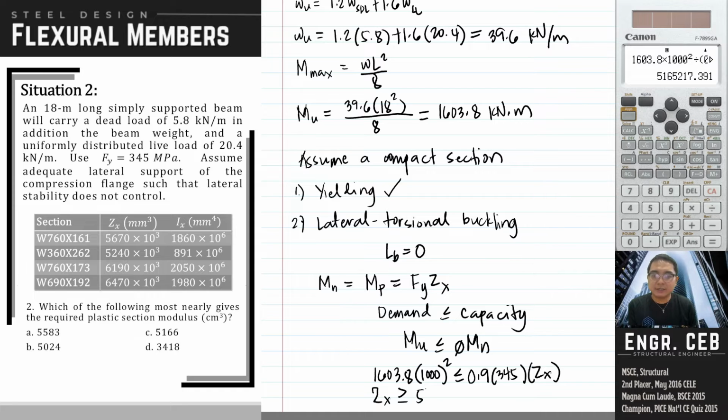And that is 5,165,217.391 millimeters cubed. Okay, so converting this to cm cubed, we just need to divide this by 1,000 because we have 10 mm per cm. So therefore, this is 5165.22 cm cubed, and that is letter C. So the nearest answer is letter C.